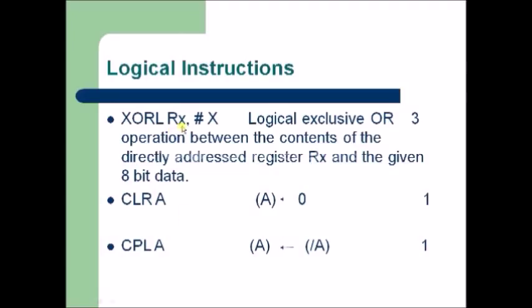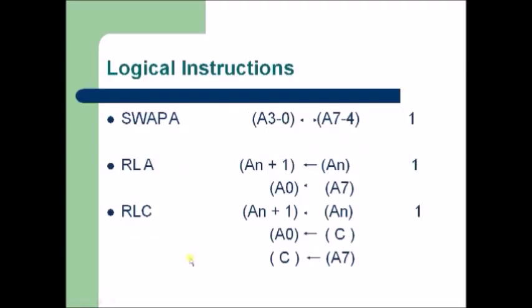XRL Rx comma #X, the immediate value is XORed with the directly addressed register, and again the result is stored in the same register or same address. Now CLR A is going to clear the accumulator, which is going to initialize the accumulator with zeros, and CPL A performs the complement operation, that is the one's complement operation, that is the negation operation. Zeros will become 1 and ones will become zeros. Now SWAP A performs a swapping operation inside the accumulator register, which is nothing but the lower nibble will be copied into the higher nibble, and the higher nibble gets copied into the lower nibble.